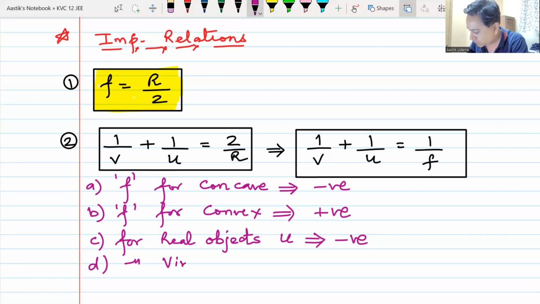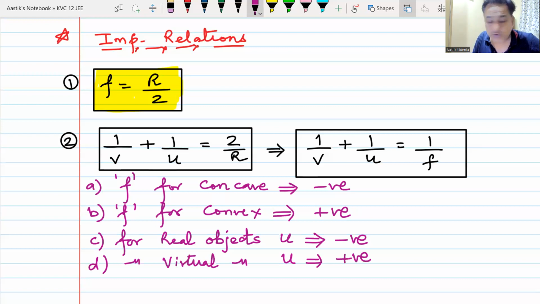For virtual objects, u would be negative? No, u would be positive. I hope everyone is noting it down. Yes or no? Yes.